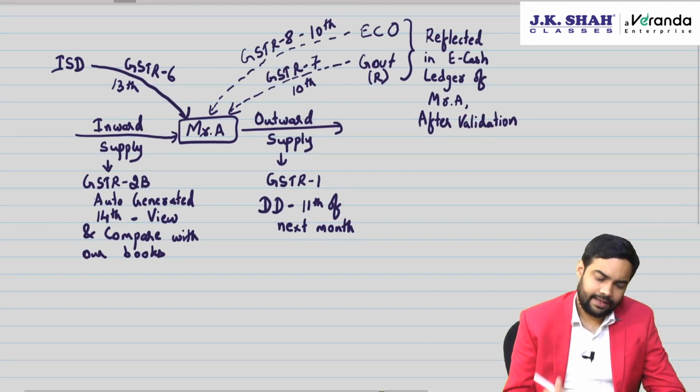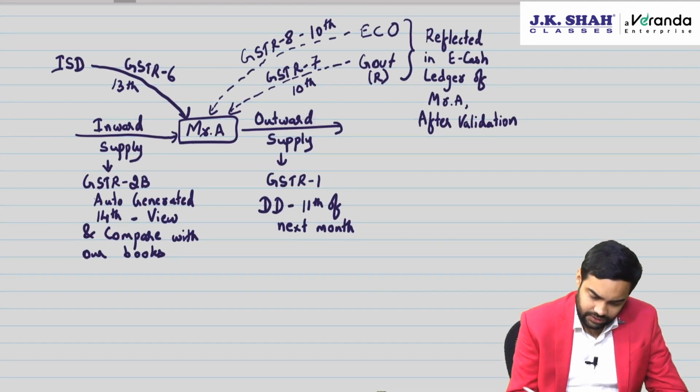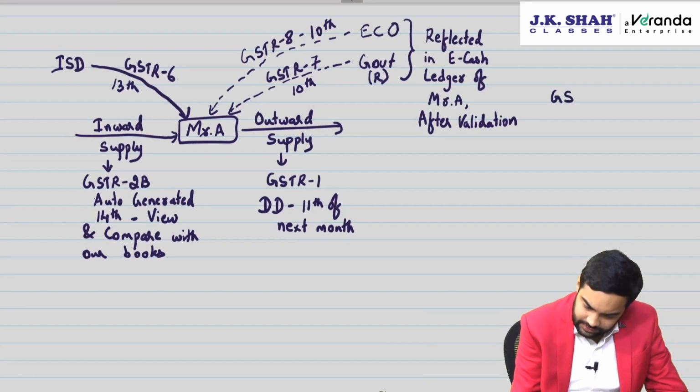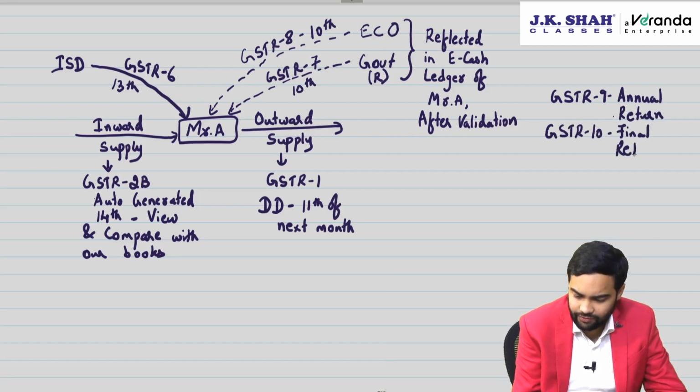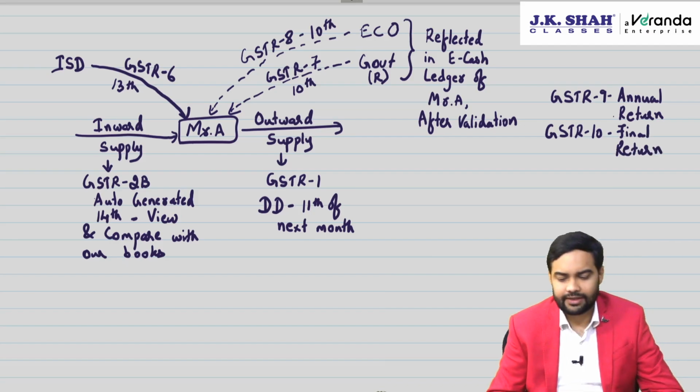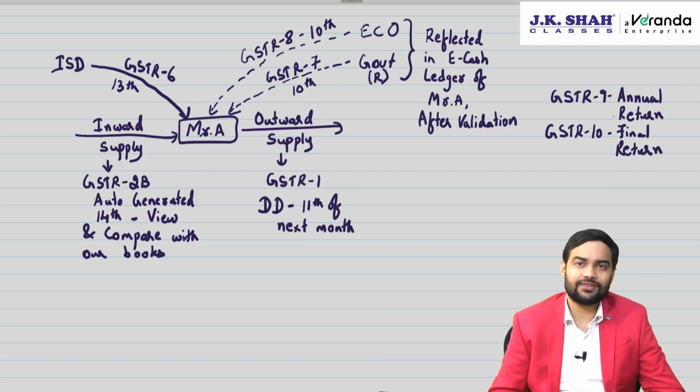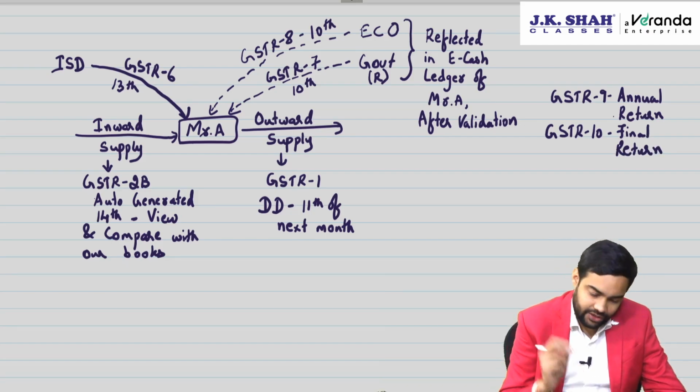Now, after so much, there is one more compliance, GSTR 9, which is an annual return, and the due date for annual return is 31st December after the financial year. In case of closure of business, GSTR 10, which is a final return, needs to be filed, and the due date for final return is 3 months from the date of cancellation or 3 months from date of order of cancellation, whichever is later. So you get more time.